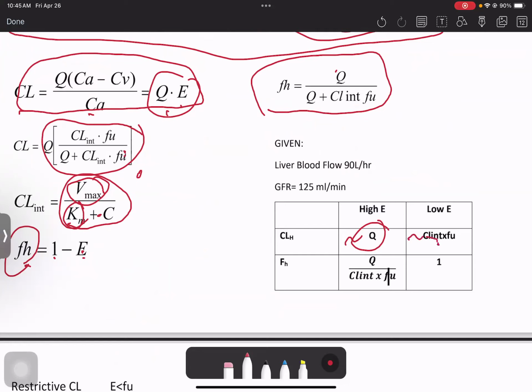I've also given you that hepatic clearance is dependent upon Q for a high extraction drug, and intrinsic clearance times fraction unbound for a low extraction drug. Our fraction that escapes the first pass effect is dependent upon Q over intrinsic clearance, because most of these drugs are non-restrictively cleared, as you remember, and for our low E, pretty much all of it makes it through that first pass. I've also given you these standard blood flows to the kidneys, to the glomerulus, and to the liver.